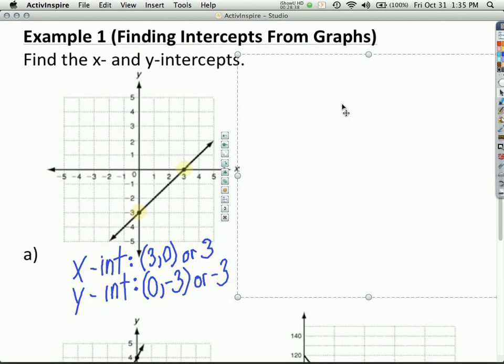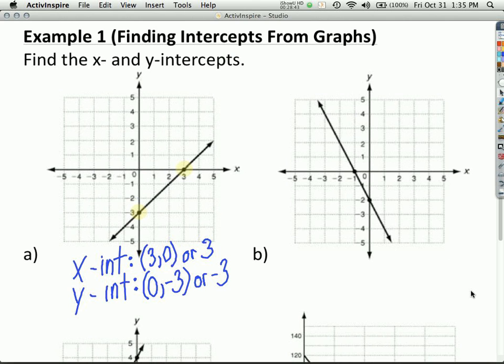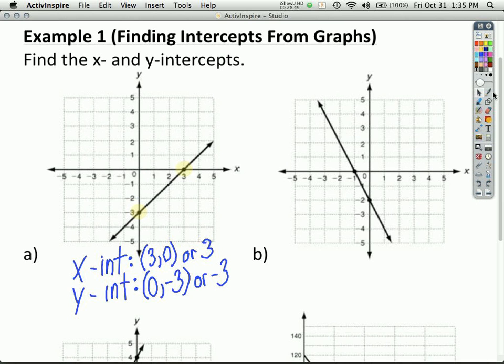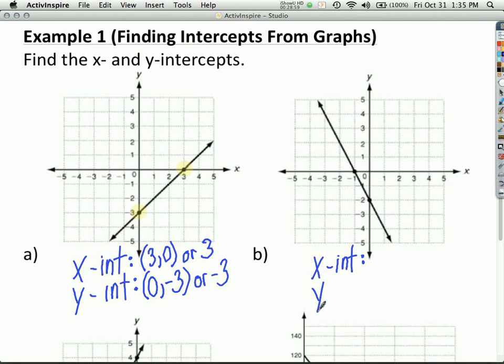All right, so let's look at part B quickly, and I'm going to do this one a little bit differently. Now I want you to look at the graph, and I want you to lock in what you think the x-intercept and the y-intercept are. Give me a thumbs up if you got them. Okay, still need a moment.